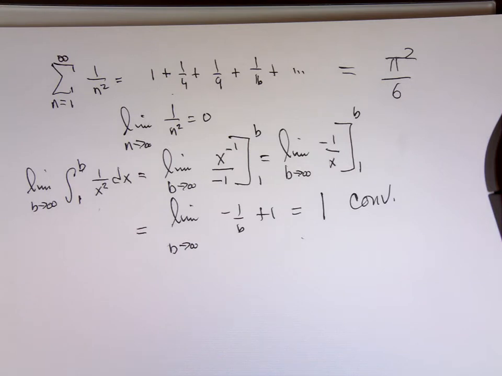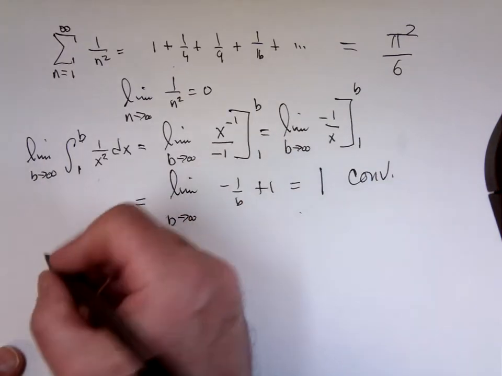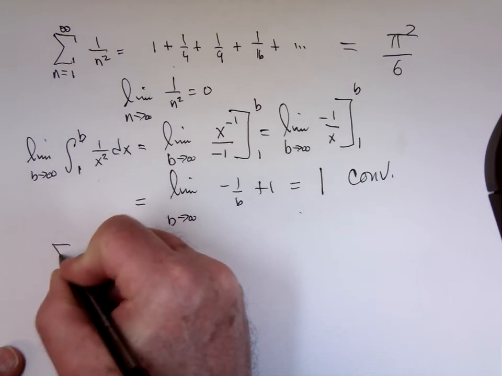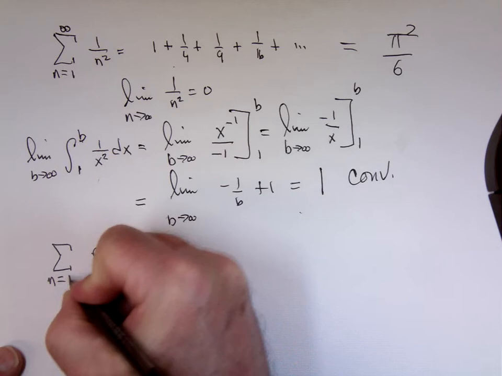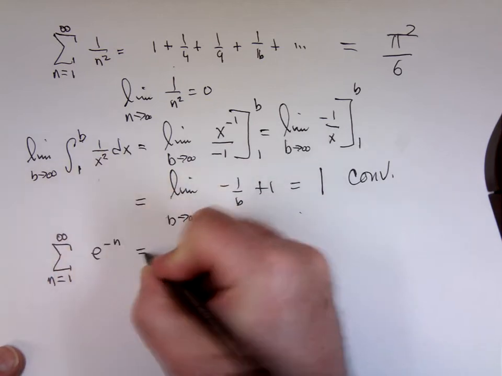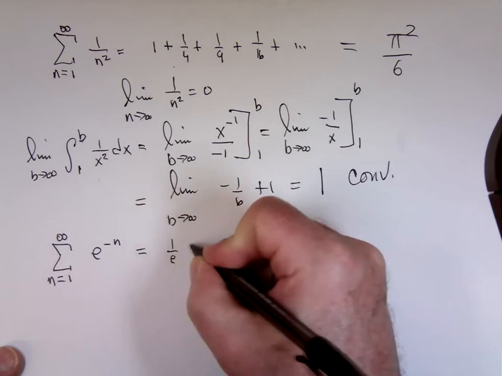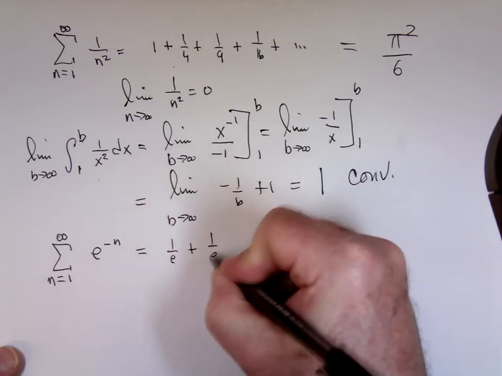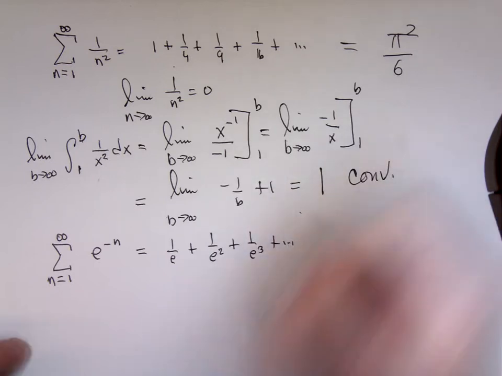Okay, now, what about something like this? Let's take another candidate for an integral test. Let's take a look at this series. Let's see, what do we have? We have 1, we got 1 over e. 2, we got 1 over e. This is just too easy. Sorry. I was thinking of this as an integral test candidate, but it's not really.